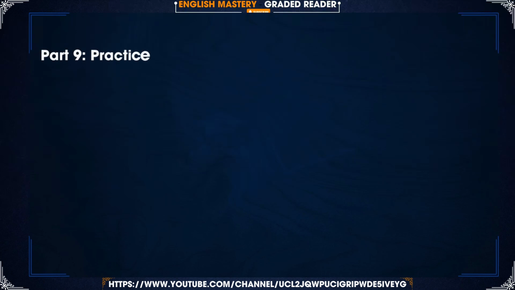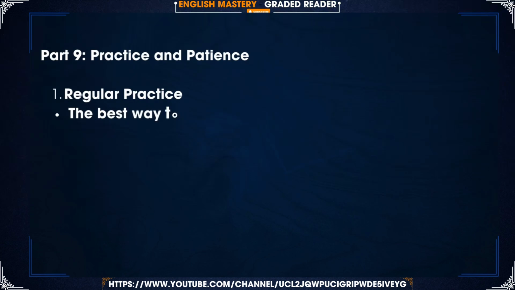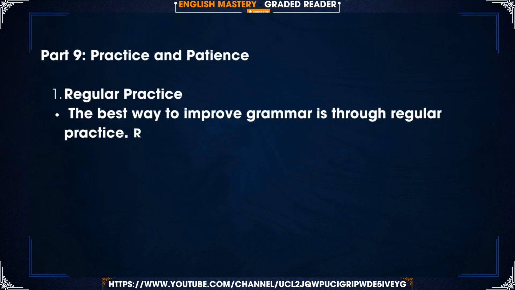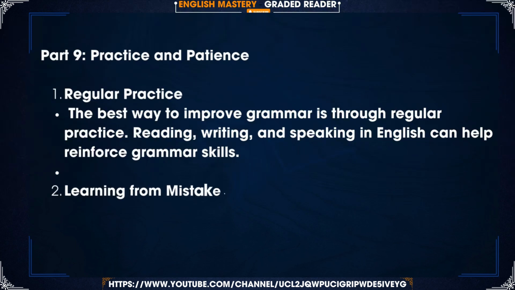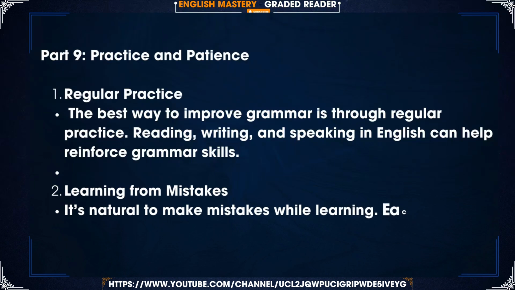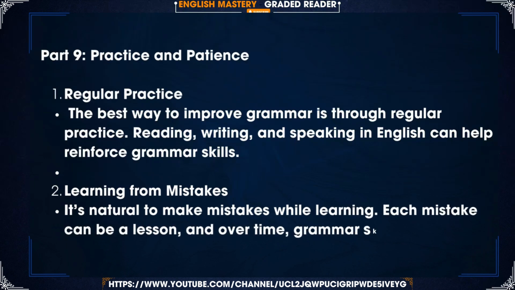Part 9. Practice and Patience. 1. Regular practice. The best way to improve grammar is through regular practice. Reading, writing, and speaking in English can help reinforce grammar skills. 2. Learning from mistakes. It's natural to make mistakes while learning. Each mistake can be a lesson, and over time, grammar skills will improve.